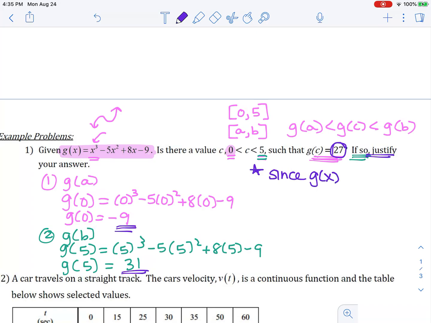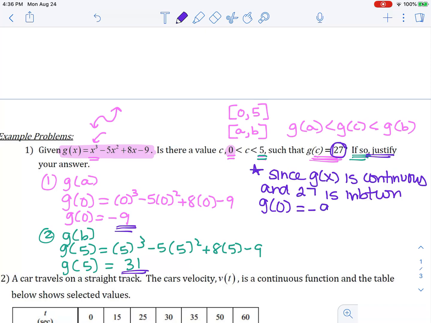Since g of x is continuous, you would be deducted points if you do not say that. Since g of x is continuous and 27 is in between g of 0 equals negative 9 and g of 5 equals 31 by the intermediate value theorem. I would write that out on the AP.